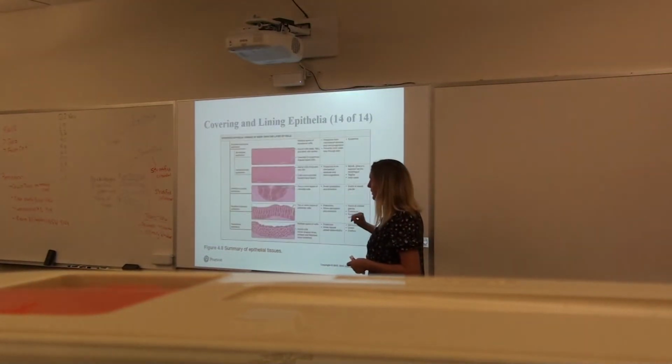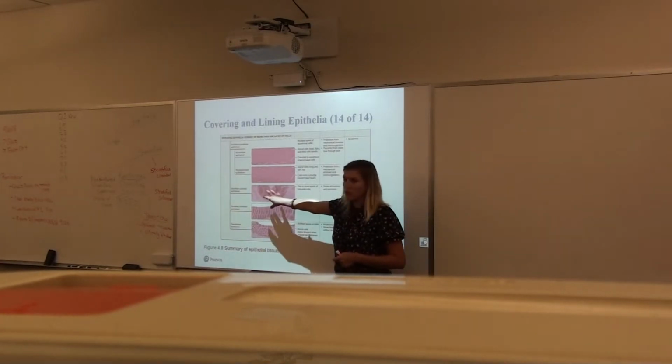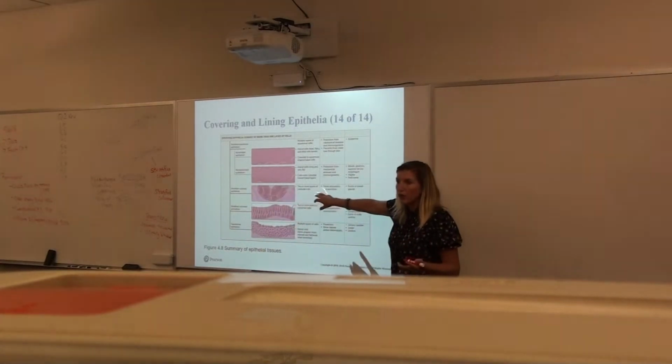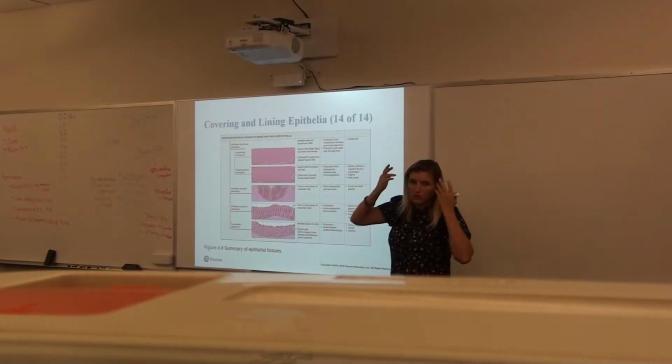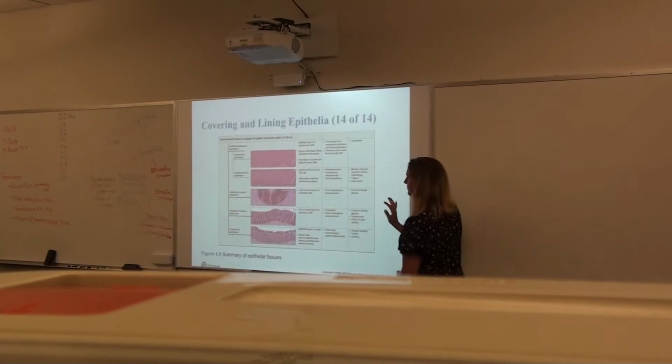So it's simple. This is stratified. Again, I'm omitting stratified columnar and stratified cuboidal just because they're so rare. It's not worth trying to squeeze those facts into our brains. Let's focus on the ones that are more common.